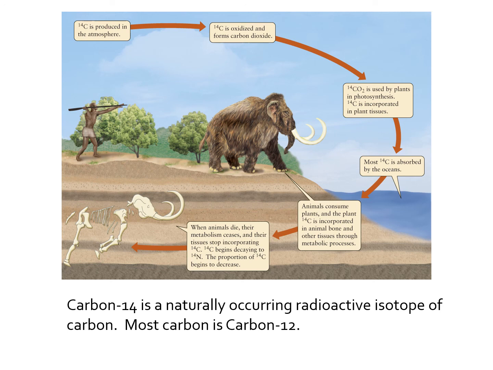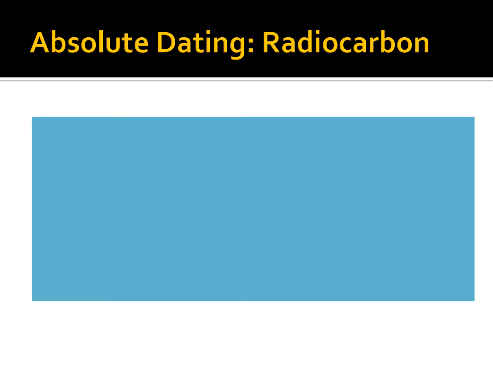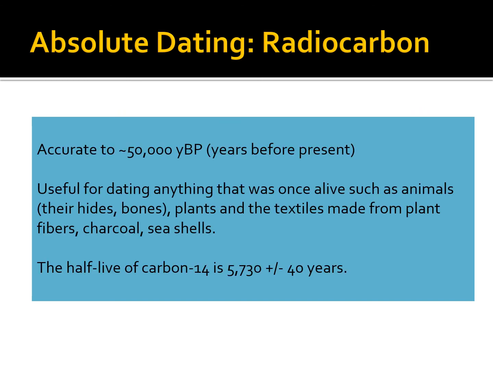What I want you guys to know, though, is that most carbon that naturally occurs is carbon-12, right? So we know that when we're looking at carbon-14, we're looking at something that we can definitively date. So your carbon isotope, otherwise known as radiocarbon dating, is accurate to about 50,000 years before present. This is useful in dating anything that was once alive, such as animals or their hides, their bones, plants, and the textiles that are made from plant fibers, things like charcoal, as well as seashells, right? The half-life of carbon-14 is 5,730 plus or minus 4 years, right? So what you're looking at is really how much carbon-14 you still have left in the specimen that you're looking at.